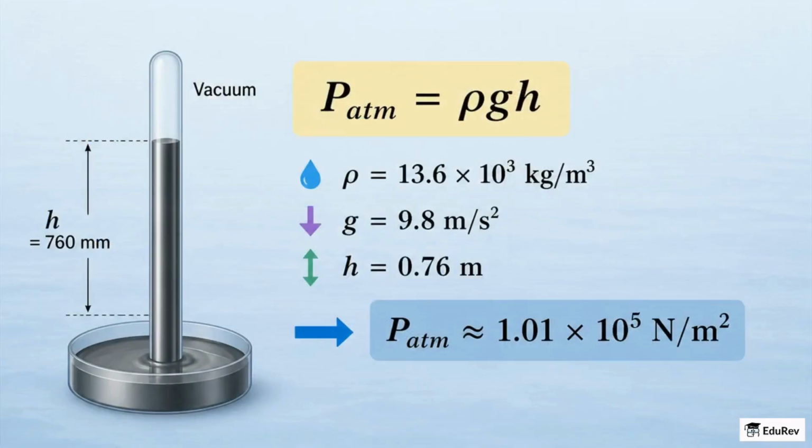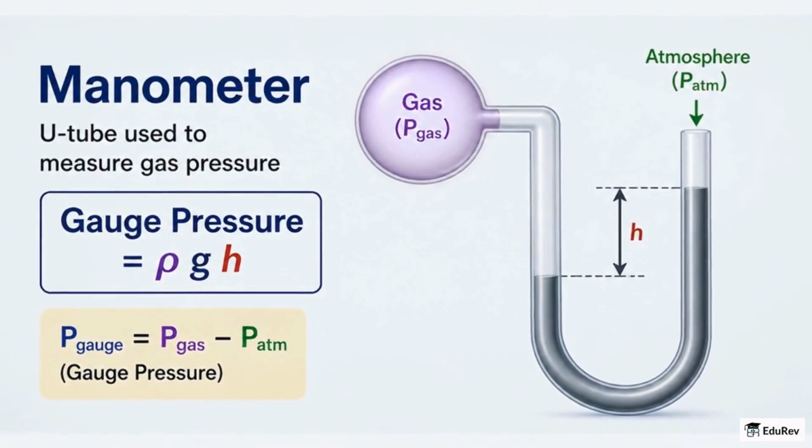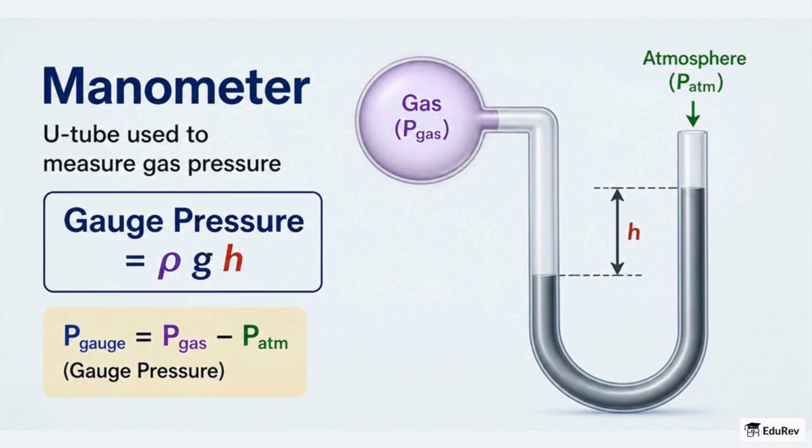Using rho equals 13.6 times 10 to the 3 kilogram per meter cubed, g equals 9.8 meter per second squared, and h equals 0.76 meter, we get about 1.01 times 10 to the 5 Newton per meter squared. A manometer is a U-tube used to measure gas pressure, and the gas pressure minus atmospheric pressure equals rho g h, which is the gauge pressure.